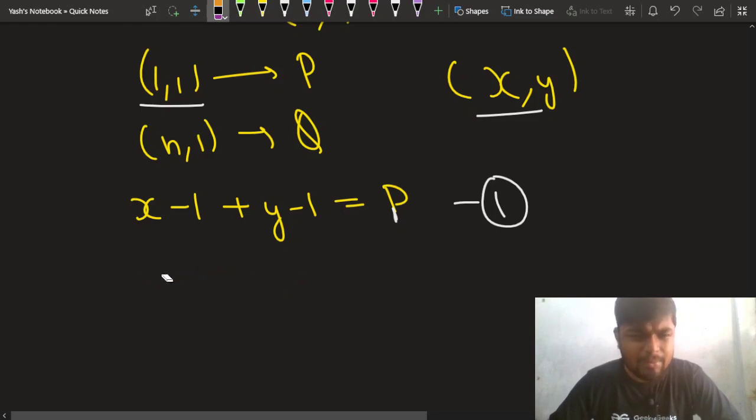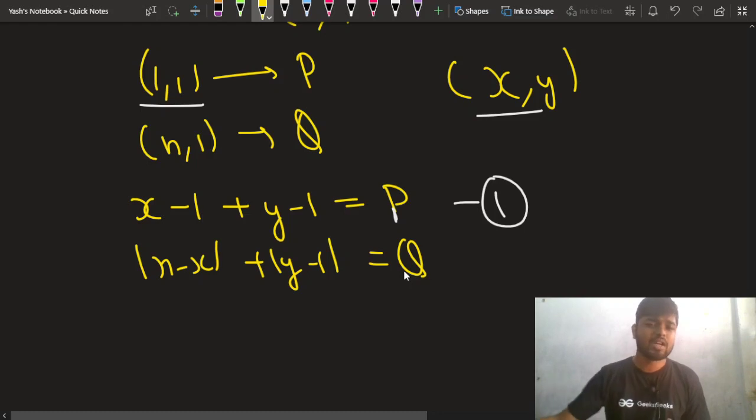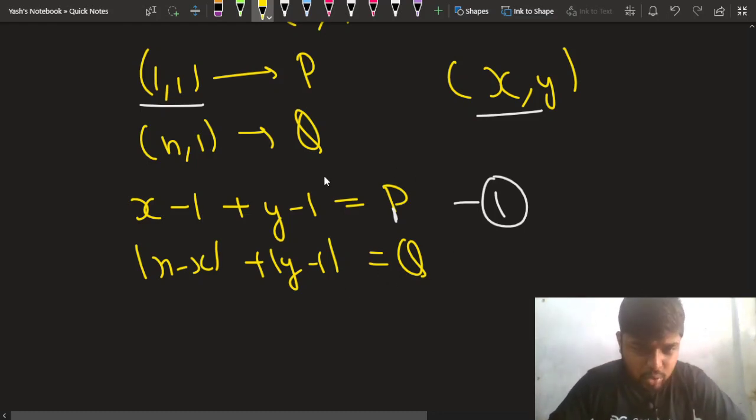So basically what I am trying to say is that let's say you take this |n minus x| plus |n minus x plus y minus 1|. If you do this, you will get the distance q also. Once you know this, what are the variables that you know? You know the value of p, you know the value of q, and you don't know the values of the others.